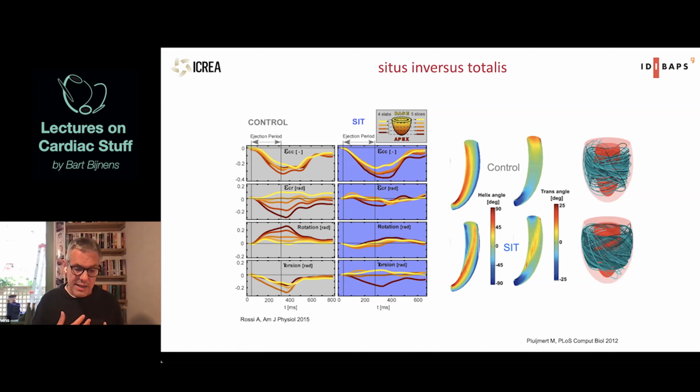And so what you see is that during development, for some genetic reason or whatever reason, the heart is now at the right side and pointing to the right. And if we look at the fiber orientation, what we see is that this is not a mirror. The fiber orientation is actually very different in these people. Because you have to keep in mind how the orientation of the fibers embryologically develops.